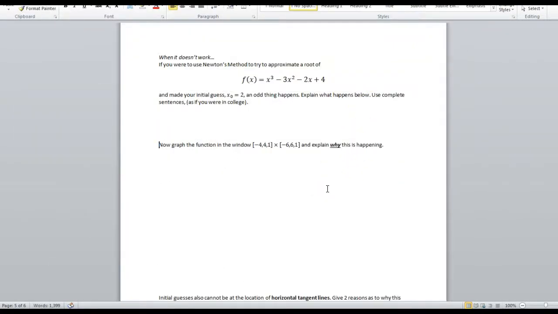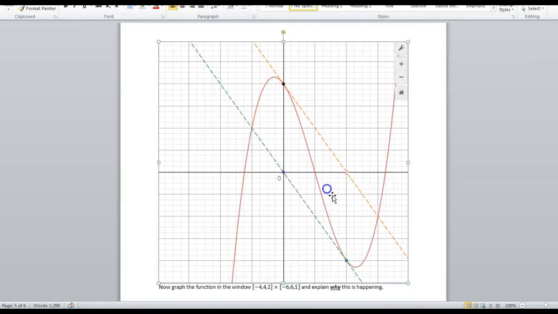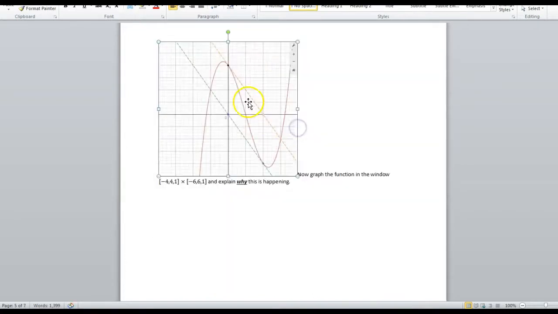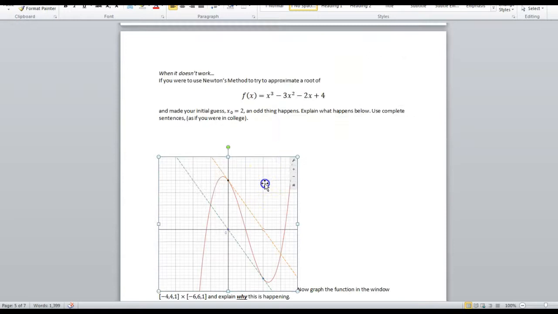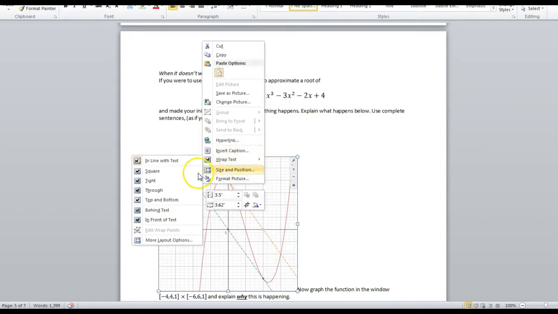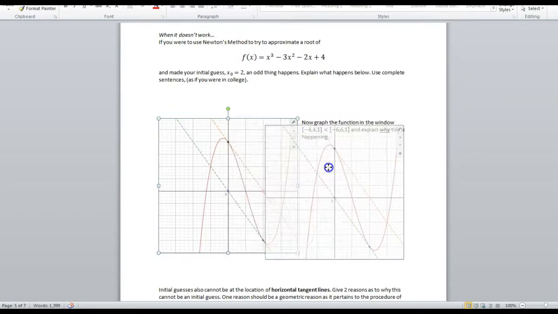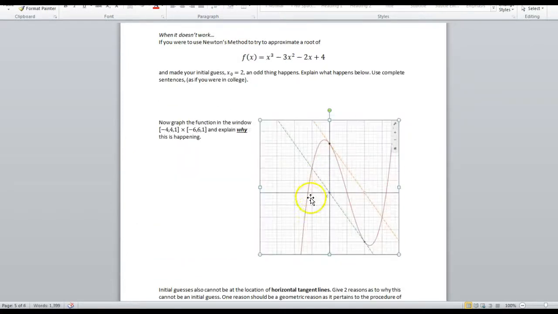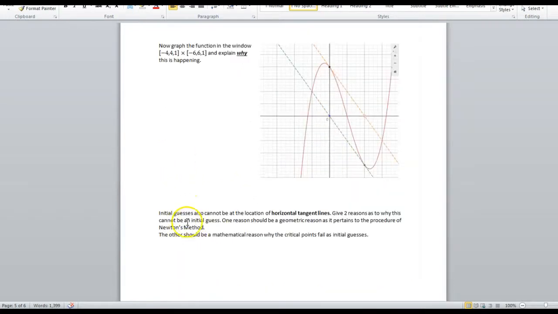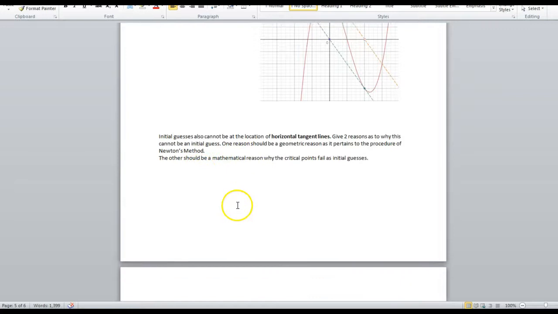So I could delete that, paste that screen capture, shrink it down to where it's not taking up too much space. You can also right click these and do wrap text tight, and that way the text can go around it. And then you just type out your explanation, including that word that starts with the letter P that describes those tangent lines. And then the other part is we can't be near a horizontal tangent line.